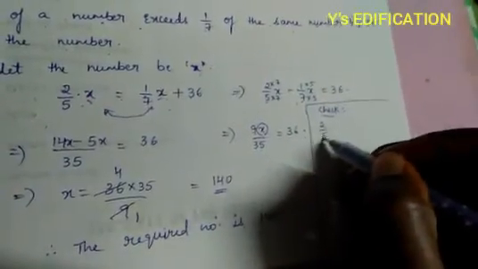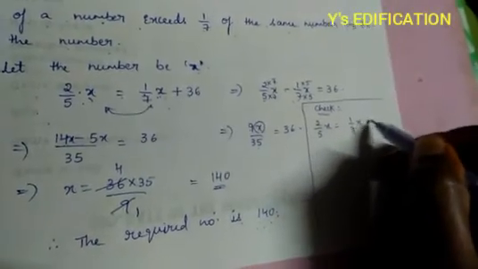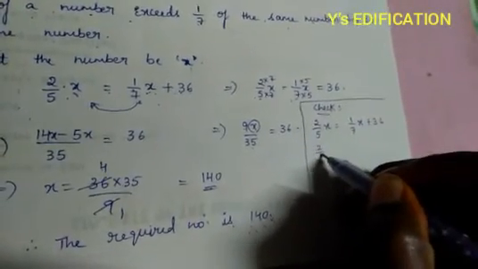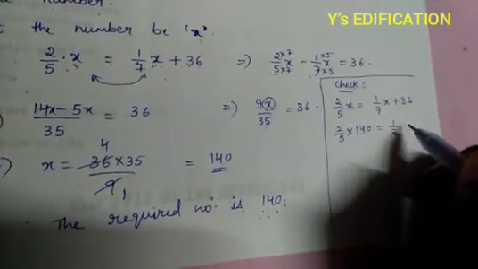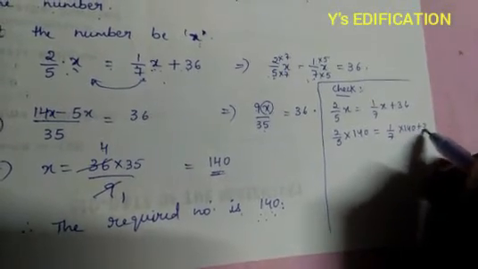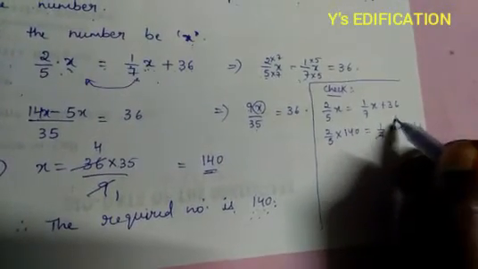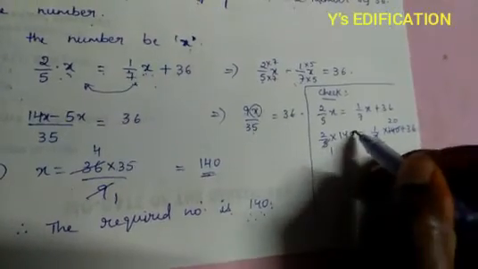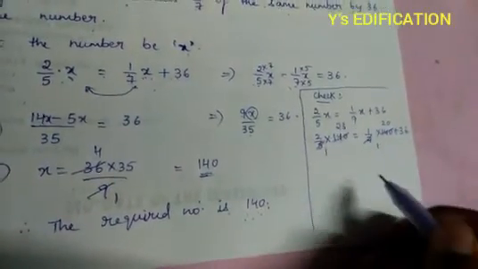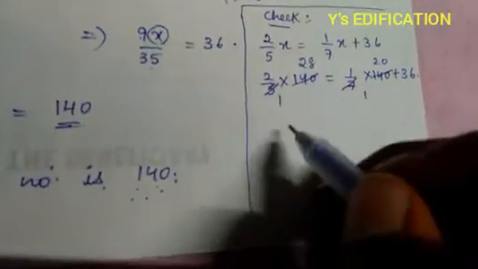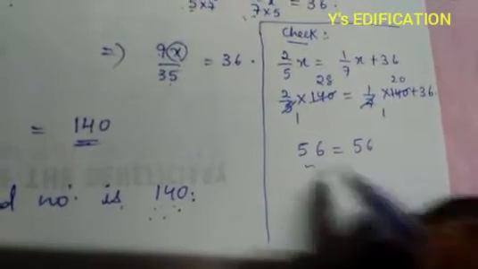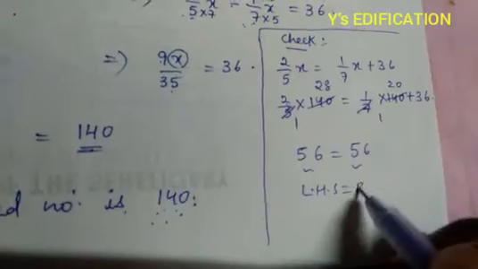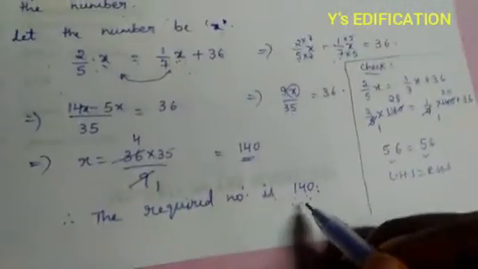2 by 5 into x is equal to 1 by 7x plus 36. That means 2 by 5 into 140 is equal to 1 by 7 into 140 plus 36. So 7 into 1, 7 into 20. 5 into 1, 5 into 28. So 2 into 28 is 56 is equal to 20 plus 36 is also 56. Now both the LHS and RHS are equal. So my number 140 is correct.